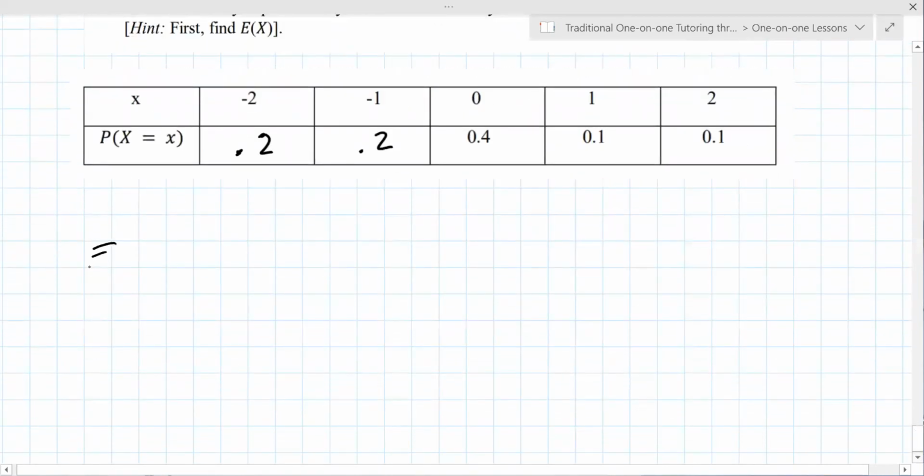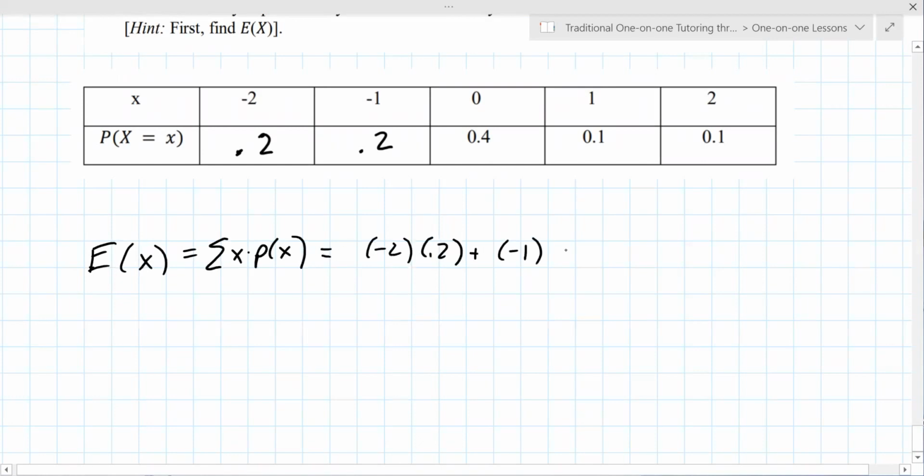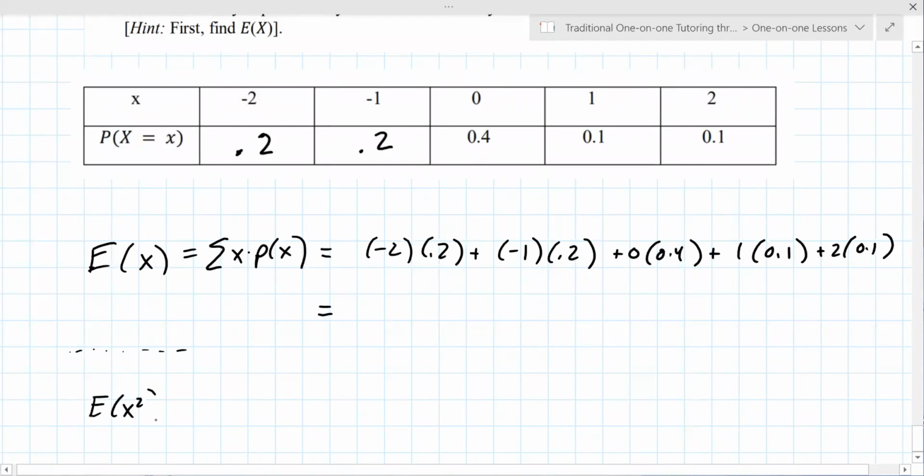So for the expected value of X, you take the X value and multiply it by P of X. So that's -2 times 0.2 plus -1 times 0.2 plus 0 times 0.4 plus 1 times 0.1 plus 2 times 0.1. You just multiply these numbers together. Do you have a number for that?